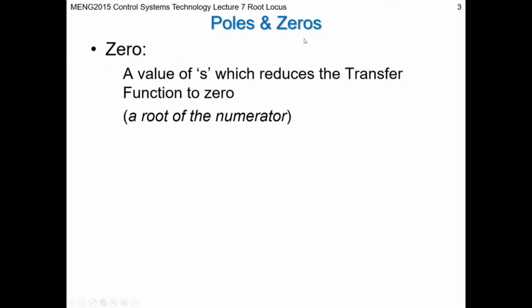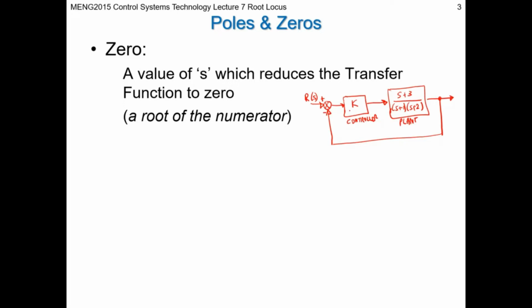Let's explain the concept of poles and zeros and make sure we all fully get what those are. A 0 is a value of S which reduces the transfer function to 0, or in other words, a root of the numerator. If I draw an example block diagram here, it's a closed loop system. Our input is R(S), we have negative unity feedback, our output is C(S). So what is the open loop transfer function? We could call it G subscript open loop of S.